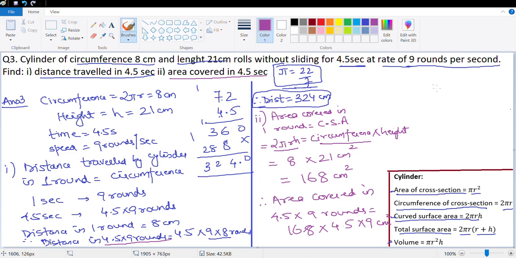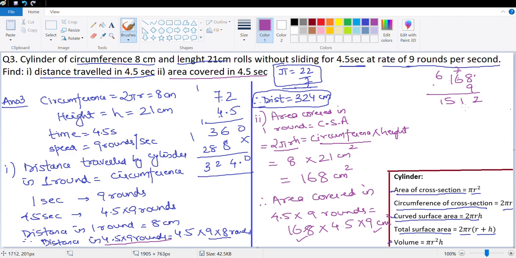So this would be 168 into 9. That's 8 into 9, 72. 6 into 9, 54 plus 7, that's 61. 9 into 1, 9 plus 6, 15. So it's 168 into 9 done.